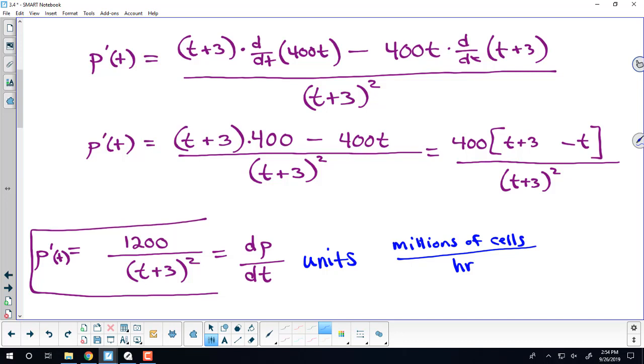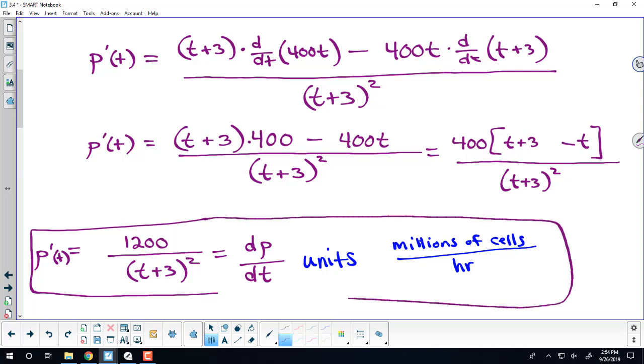Yeah, it's not possible to get a negative number. The denominator is always positive, and so is the numerator. But that's the idea. If I want to know at time equals 2.357 hours how much that population was increasing, how many cells were produced at that very moment in time, it is outputted by p prime of t.